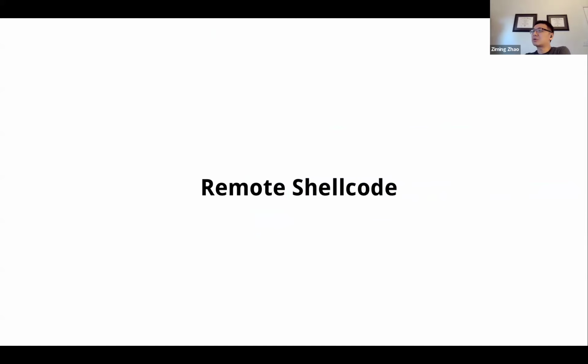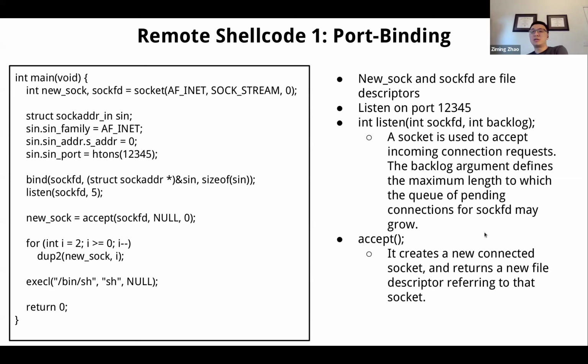So today we will first talk about what is a remote shellcode and several different types of remote shellcode. Actually, they are very, very simple. If you are a good C programmer, you will say, oh, this is really, really simple C programming. The difference is you need to get the assembly code of that instead of developing this in C, right? For example, the first remote shellcode we're talking about is the port binding shellcode.